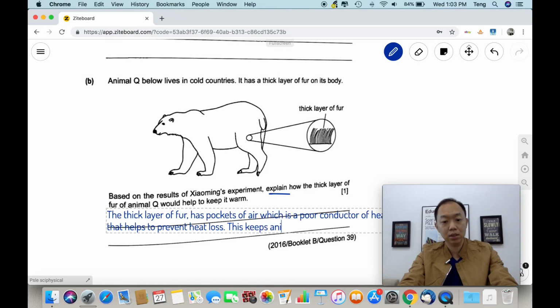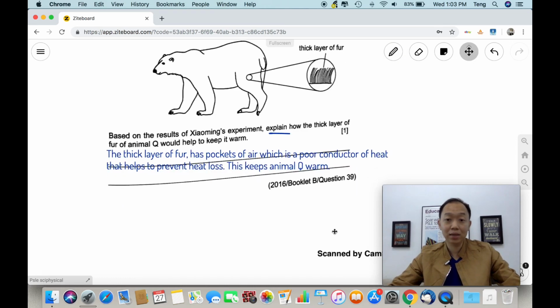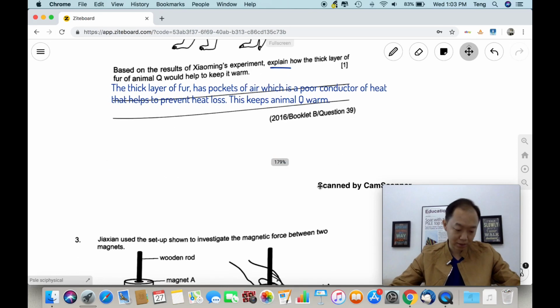This keeps animal Q warm. Basically, the idea is that the thick layer of fur has pockets of air, which is a poor conductor of heat. It prevents heat loss, keeps animal Q warm. Short and sweet. I really don't think you have to talk too much.